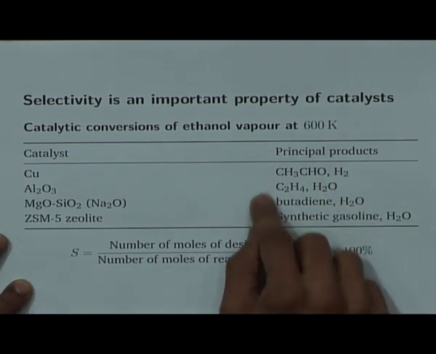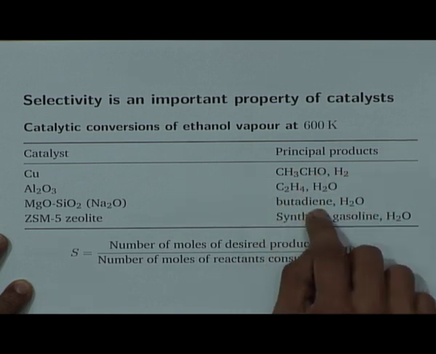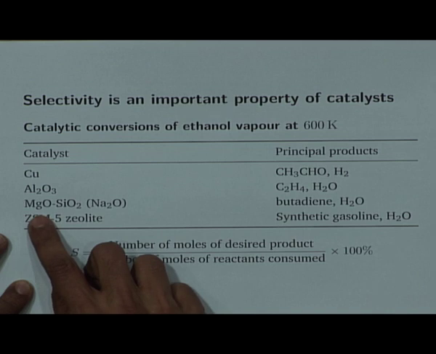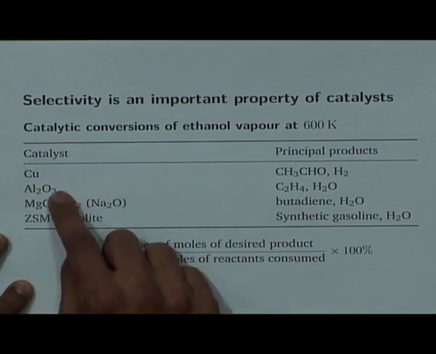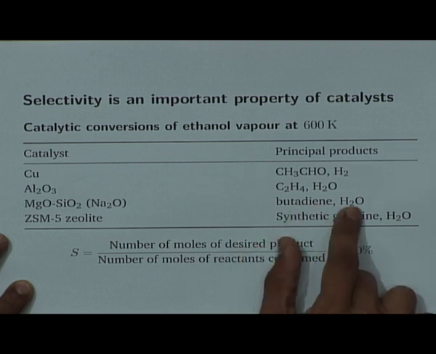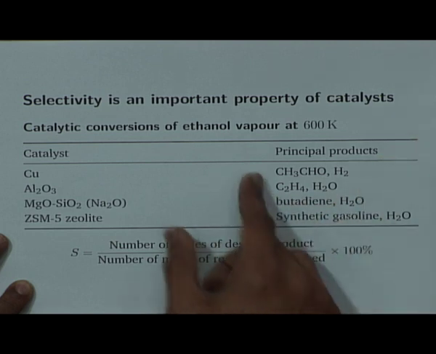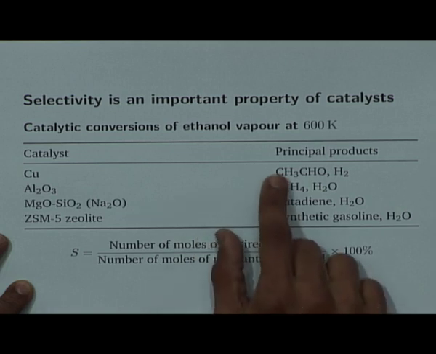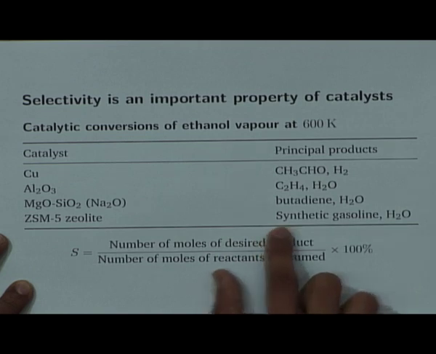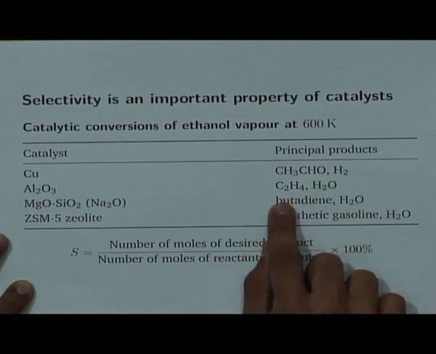Imagine that I am interested in producing butadiene from the decomposition of ethanol vapor. If I did this, I would choose to do this with magnesium oxide and silicon dioxide. But when I do this reaction, I get butadiene and water, but if you looked at the product, you will also get the other things. You will get acetaldehyde, you will get ethylene, you will get synthetic gasoline, as well as the product that you are interested in, which is butadiene in this case.